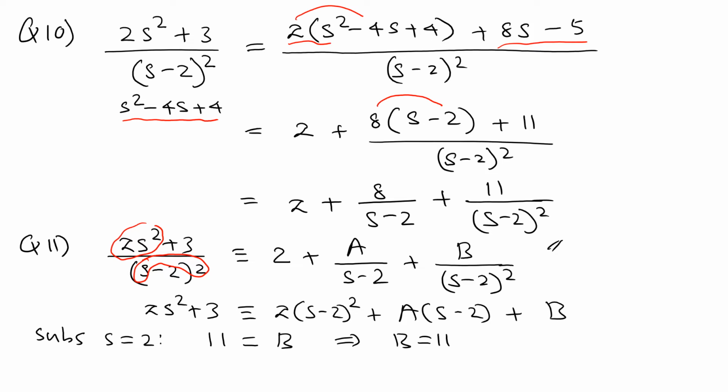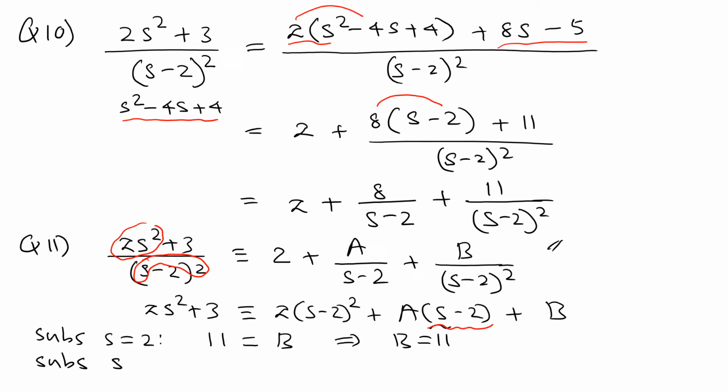And to get the a value, what you can do is plug in a smart value here. You can plug in 2 again, but what we're trying to do is plug in a smart value. The goal is to see whether you can make this term 1. If you can make this term 1, then you can get a directly. So we're going to plug in s equal 3.